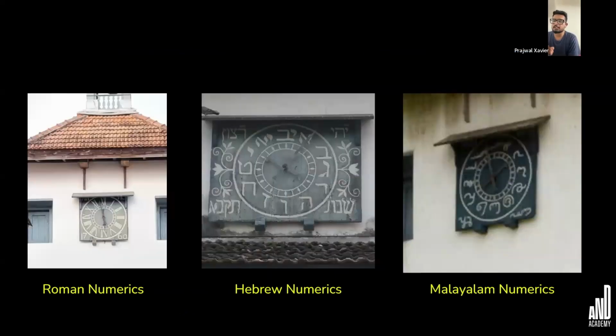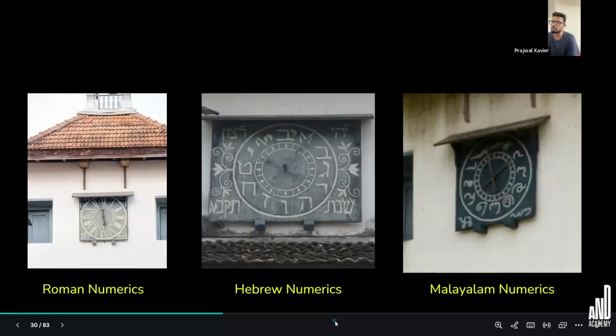Yeah, the first one is the front view of the clock tower. You can see it's in Roman numerals. This will be the front of the synagogue. That building was a synagogue. The Roman numerals were for all kinds of traders at that time, so they would definitely know the Roman numerals. And the second one is the Hebrew numerals. This clock is attached inside the synagogue, so it's basically for the Jews who are coming to the synagogue.